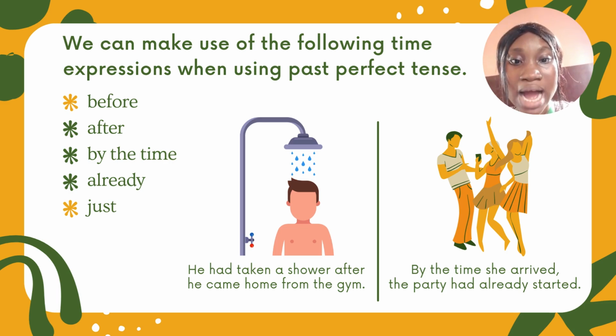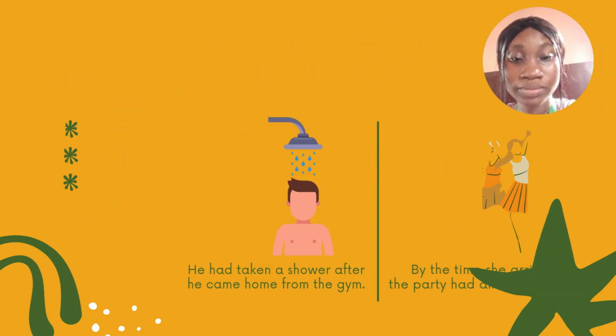By the time she arrived, the party had already started. You know, some examples I was always making use of before, before, before. So now you've seen that you can make use of other words other than before.